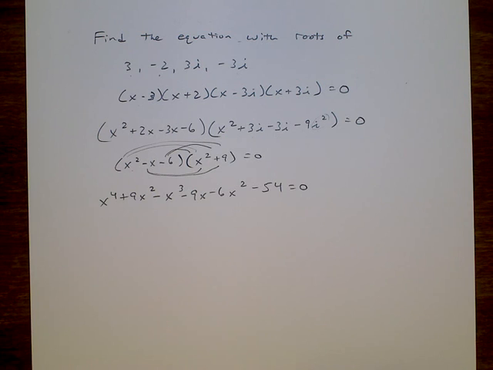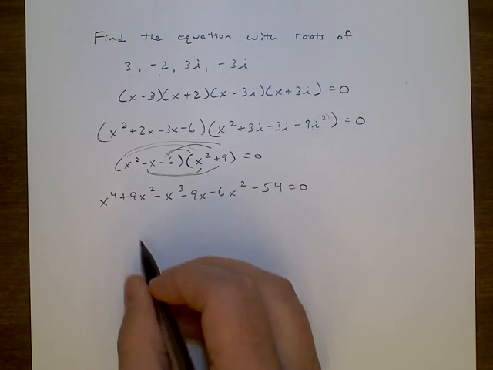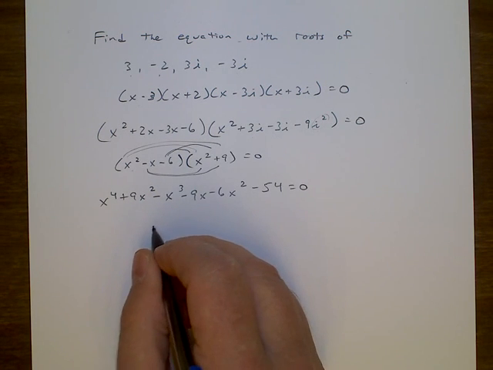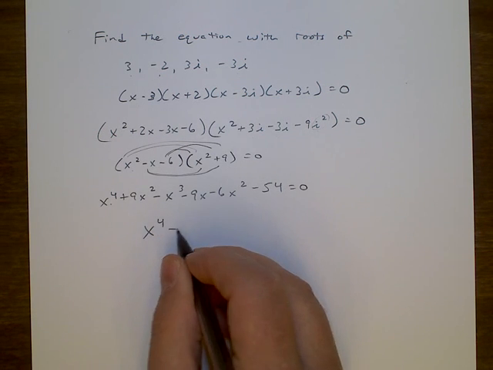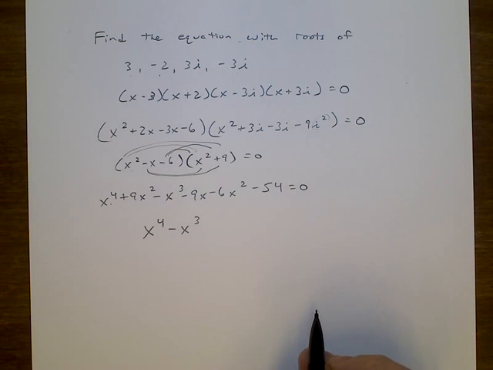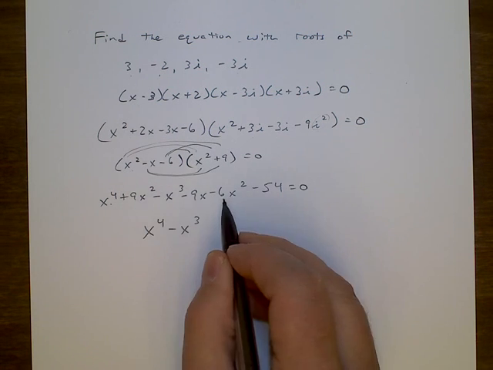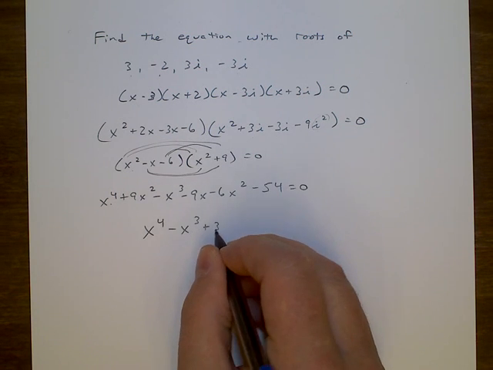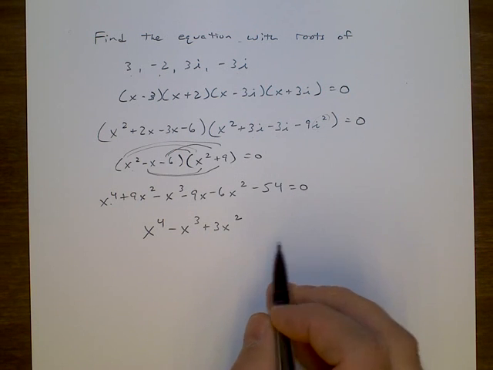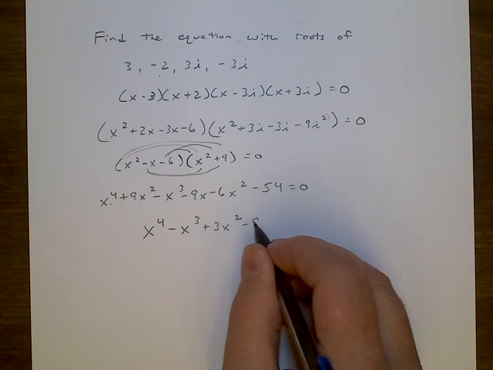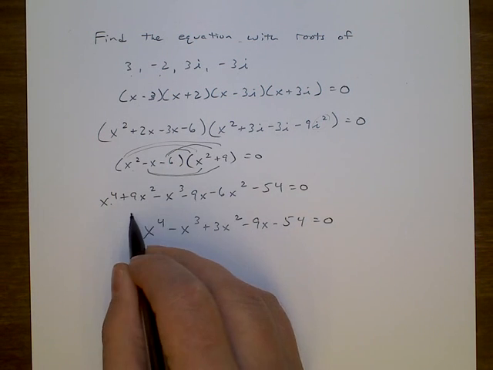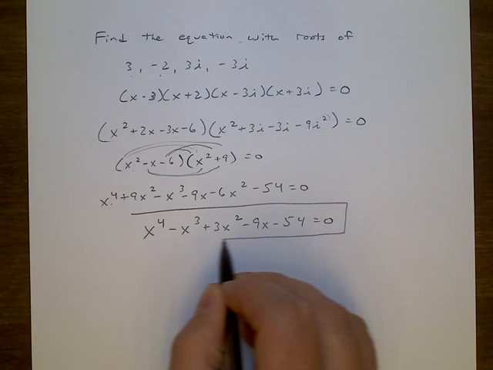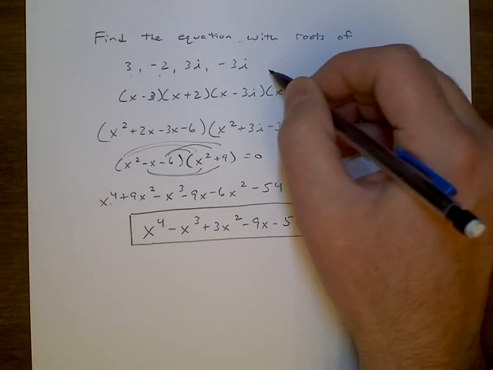So to get our final answer, we need to combine all of our like terms. We'll write it in descending order. We get x to the 4th, minus x to the 3rd. Our squared terms, we have 9x squared minus 6x squared, which is plus 3x squared. We have minus 9x minus 54 is equal to 0. So this equation, if you were to solve it and find its roots, would have these roots.